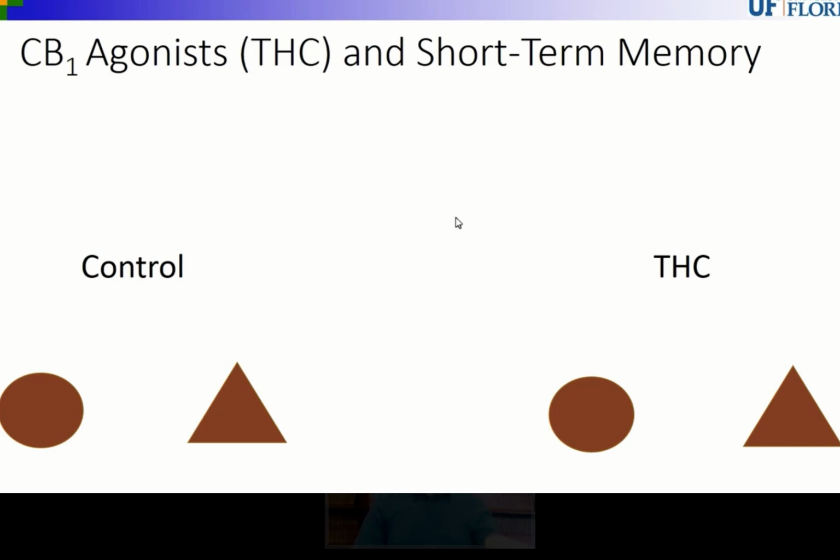So now we have an old, familiar round object and a new triangle object. For the control mouse, the circle object was familiar, so it only spent 2 seconds with it this time, and then 10 seconds with the triangle one. The THC mouse, though, can't remember that it has already seen the round object, and so it spends 10 seconds with the round one, 10 seconds with the triangle one. And so it is very clear that in this case, THC is affecting short-term memory.